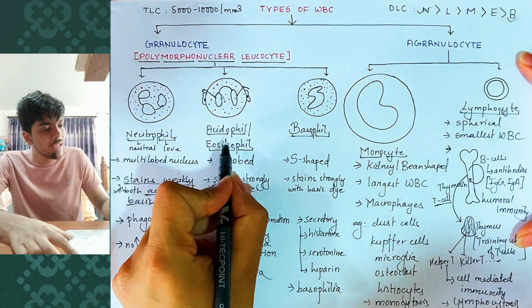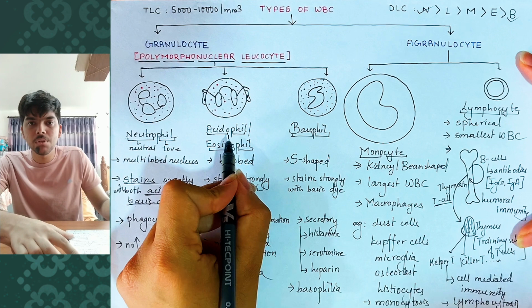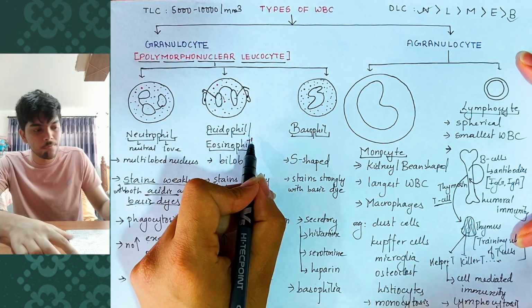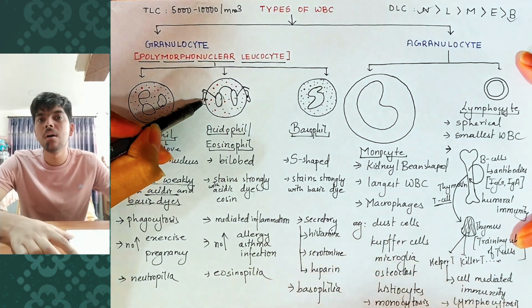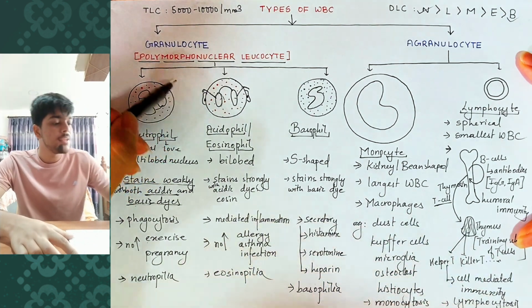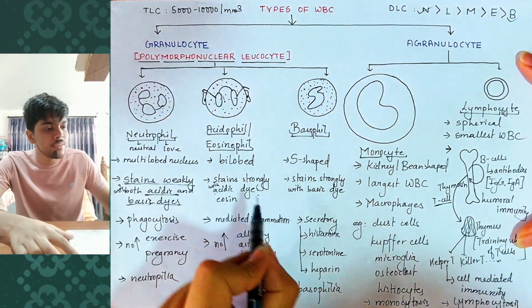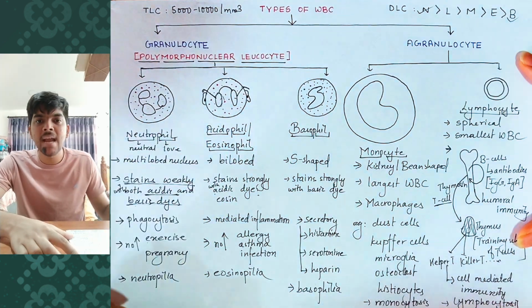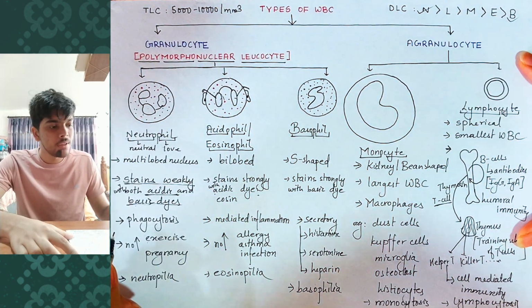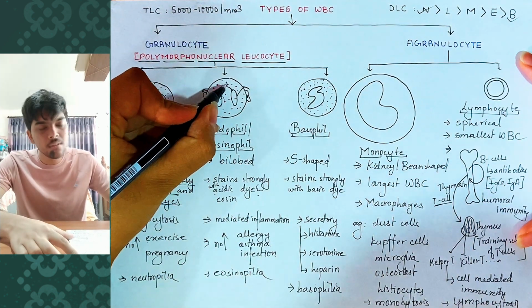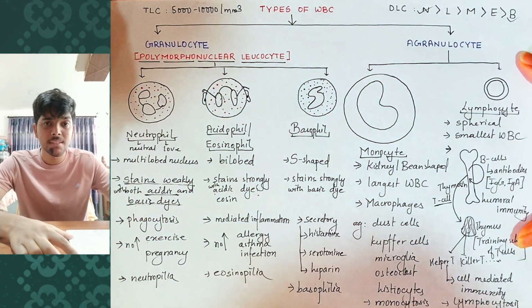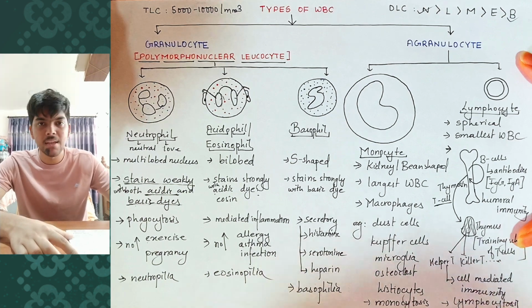Let's break the word. Acidophil. Acido refers to acid and phil refers to love. It's called so because this white blood cell loves acidic dye. That is, when you put acidic dye on this cell, it gets stained red strongly. The reason is the granules found in this cell are acidic. That's why they get stained red once acidic dye is put on it.